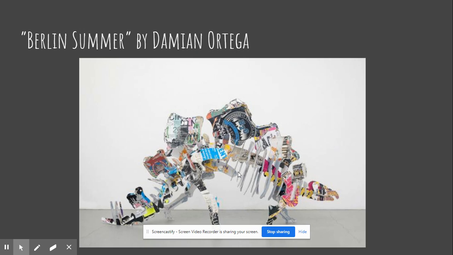Here we have what looks like a stegosaurus almost, called Berlin Summer. And it's made out of kind of found objects. And I chose variety. Now, could it also be pattern and unity? Yes, you can have unity and variety at the same time. You can have unity in the shape, but variety in the patterns that are within those shapes. Kind of like how we have a lot of variety in the colors and the pieces that were used here.